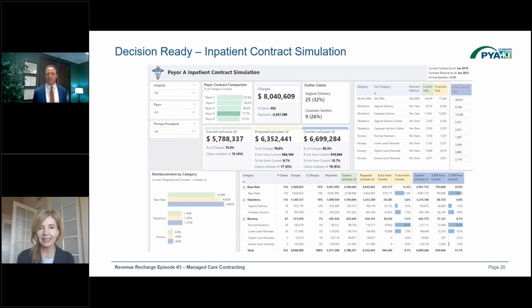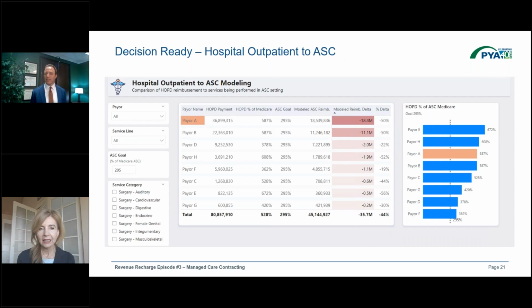Next, I'd like to look at another example for a hospital that was evaluating building an ambulatory surgery center on campus. We wanted to model the financial implications of redirecting eligible outpatient volume to this ambulatory surgery center. So the process that we used was, starting from the beginning, we used the most recent year of all commercial outpatient claims. We then went through the process of identifying which of these outpatient surgical claims were eligible to be performed in an ambulatory surgery center setting.